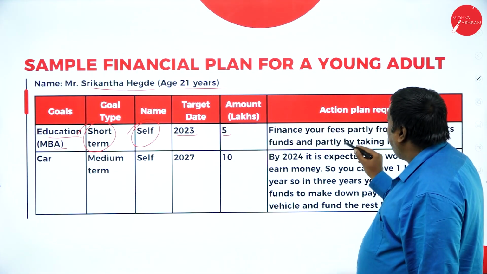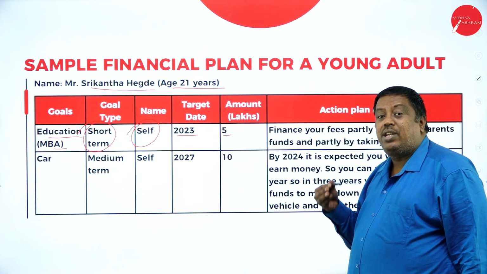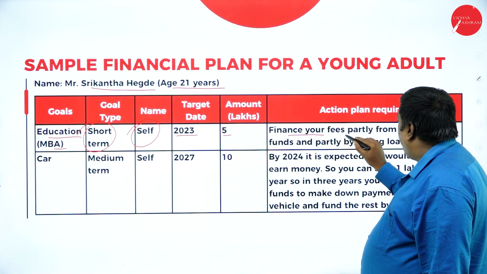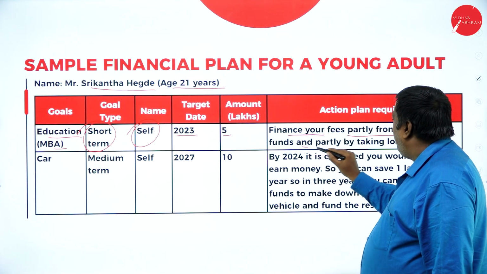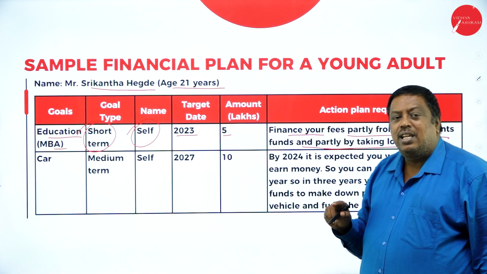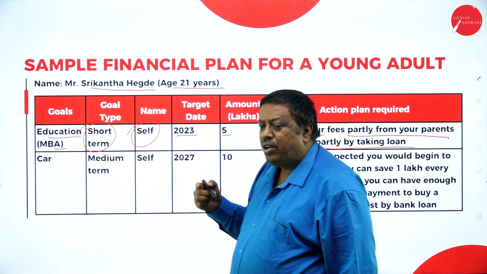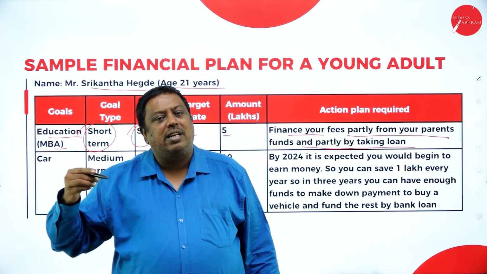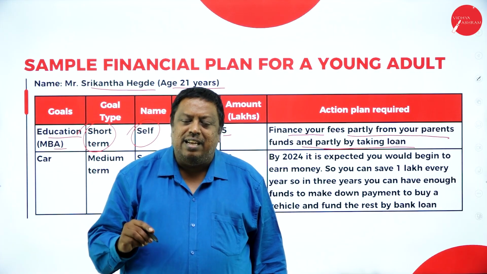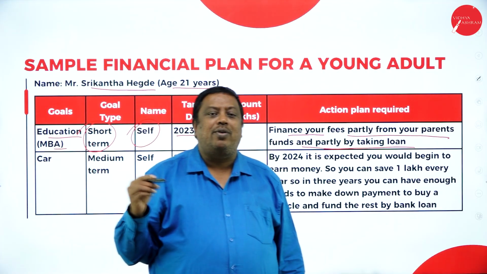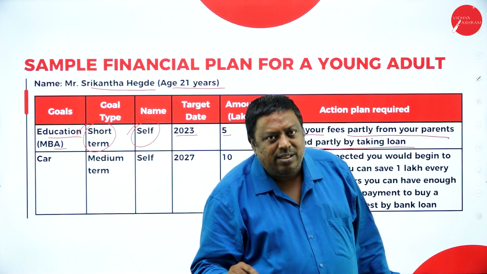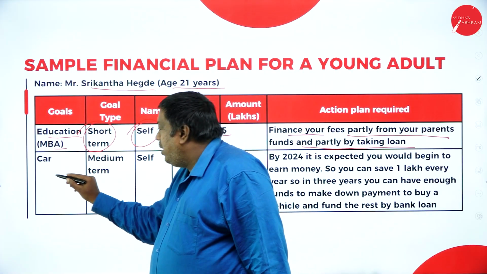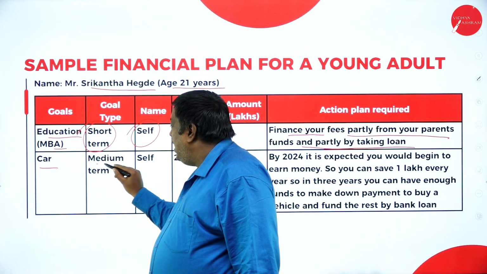So for this, what is the action plan I have to take here? What are the steps I have to take? Finance your fees partly from your parents and partly by taking a loan. Means to make the admission for your MBA, take the support from your parents. A part amount your parents are ready to invest, and a part amount should be borrowed from the nationalized banks for your education purpose.